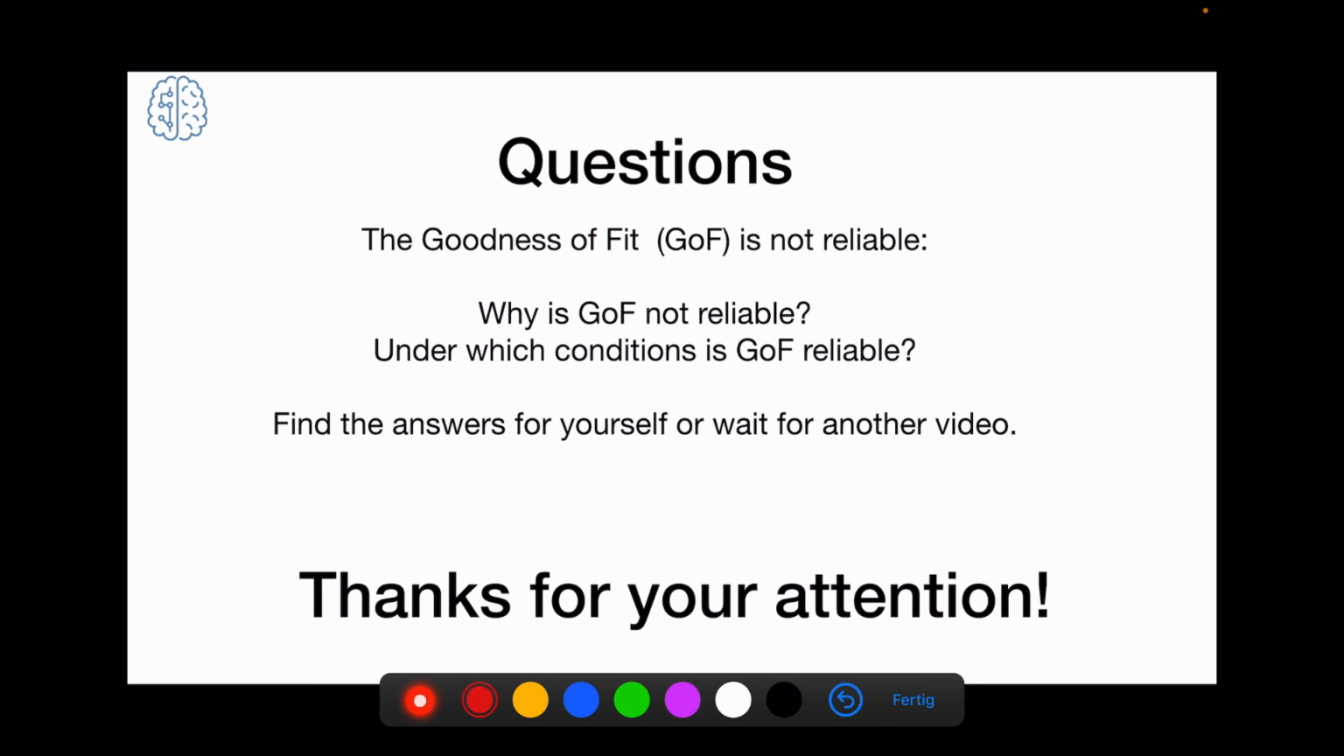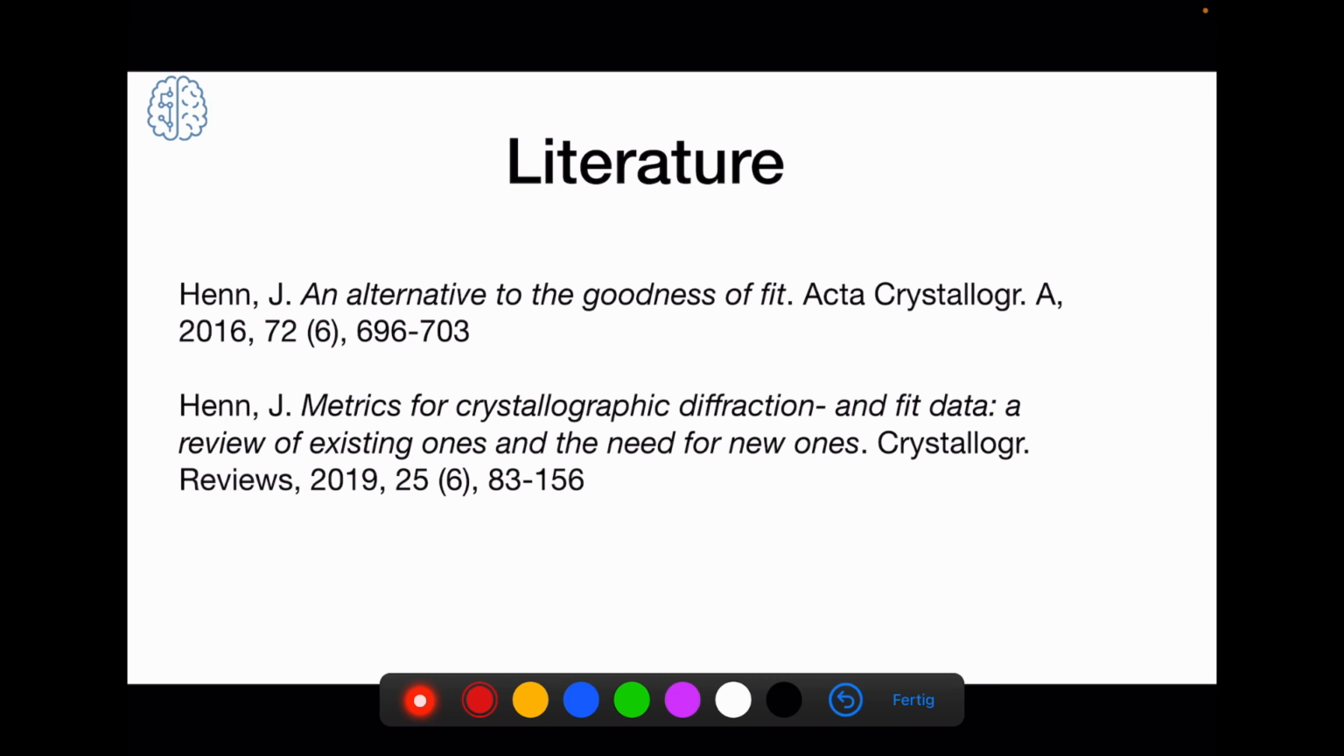If you need some literature dealing with this alternative goodness of fit, here are two citations given where you will find some of those formulas again.